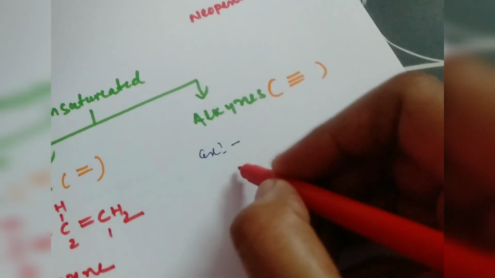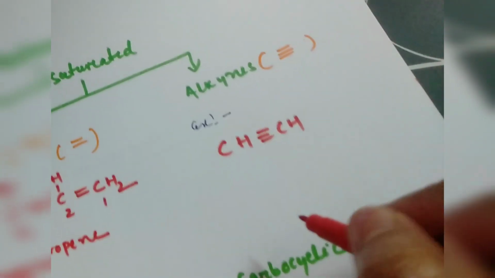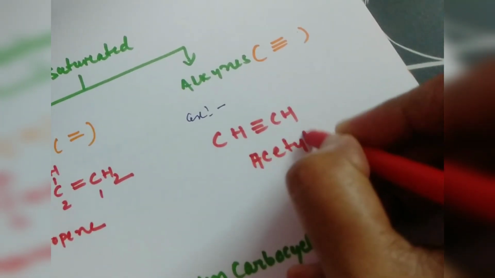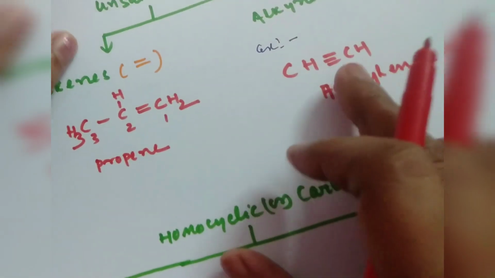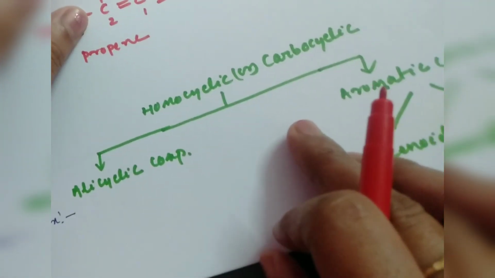Okay. Similarly, alkynes. Take any example: CH triple bond CH. This is your ethyne, or I can take acetylene. The common name is acetylene. So this is the alkyne. Triple bond is the alkyne, double bond is the alkene. Similarly, homocyclic or carbocyclic. These are the two compounds.